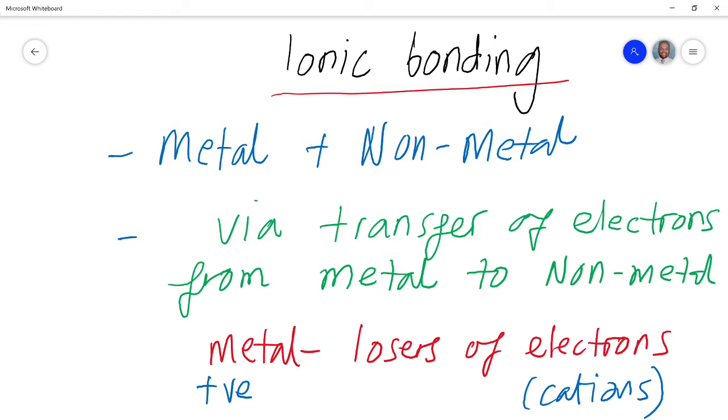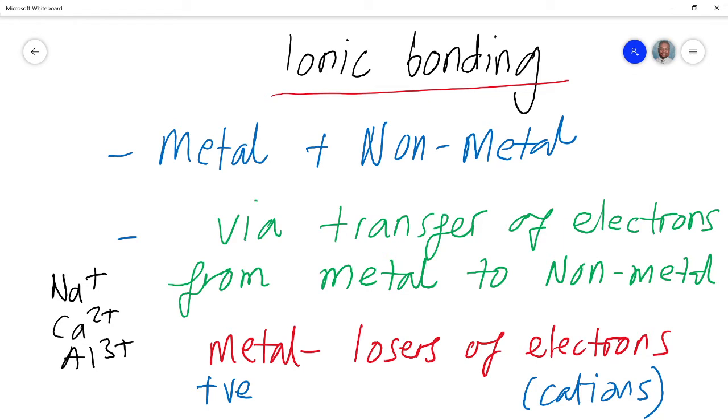A simple example of metal cations: sodium is Na plus, calcium is 2 plus, and aluminium is 3 plus. You will notice that sodium, calcium, and aluminium are positively charged particles, and therefore they are cations.